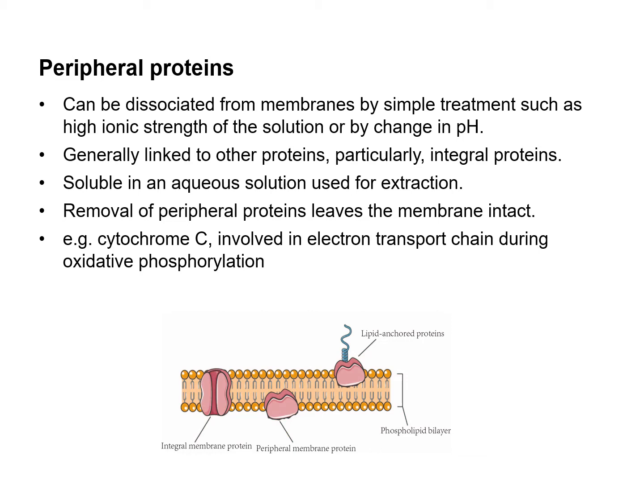treatments such as high ionic strength of the solution or by change in pH. The peripheral membrane proteins are basically just touching and interacting partially with this lipid structure, so the interaction with the membrane is relatively weaker than the integral proteins. So basically it can be pretty easily dissociated. And generally these peripheral proteins are linked to other proteins, particularly integral proteins. So there are going to be some protein-protein interactions between integral protein and peripheral protein using some hydrophobic interactions and such. And these peripheral proteins are soluble in an aqueous solution used for extraction.